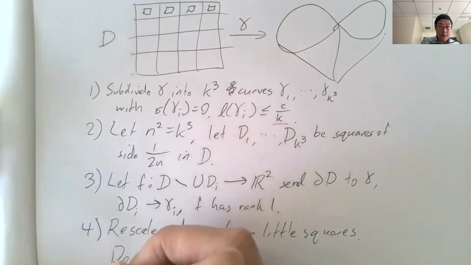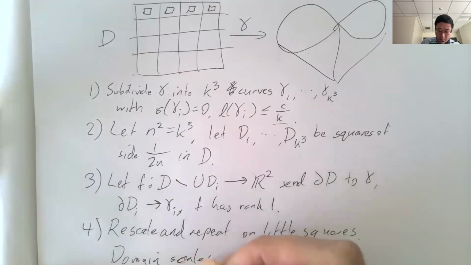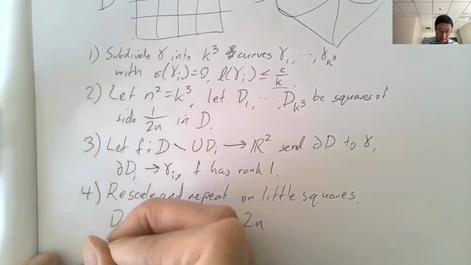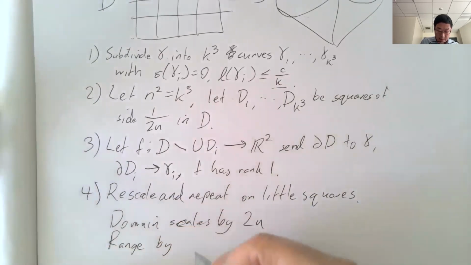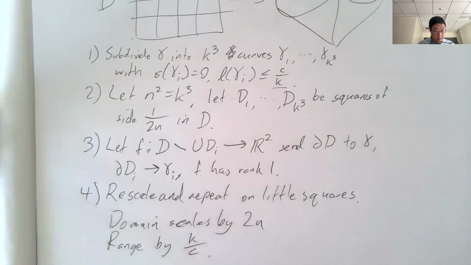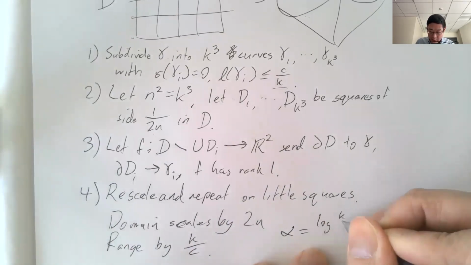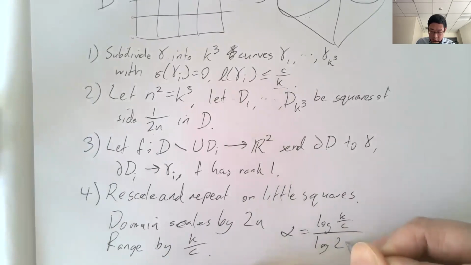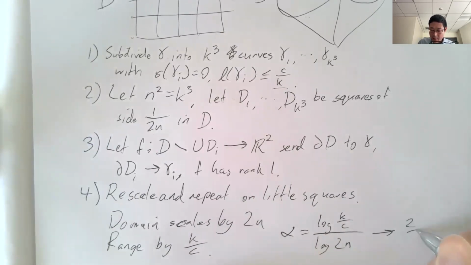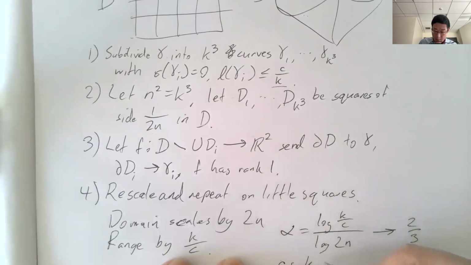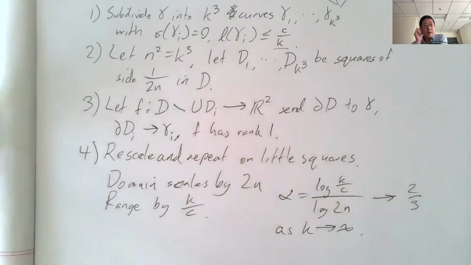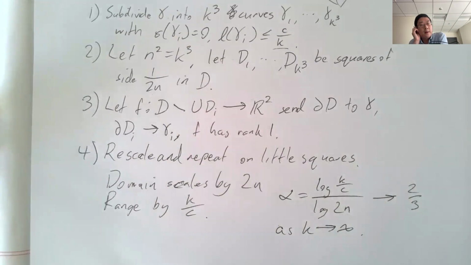So the domain scales by 2N, the range by C over K or K over C. And so this is alpha-Hölder for an exponent which is the log of the scale in the target divided by the log of the scale in the domain. And this converges to 2/3 as K goes to infinity. So as we increase K, as we increase the squares in the grid and the subdivisions for the curve, the Hölder exponent that arises from this gets closer and closer to 2/3.